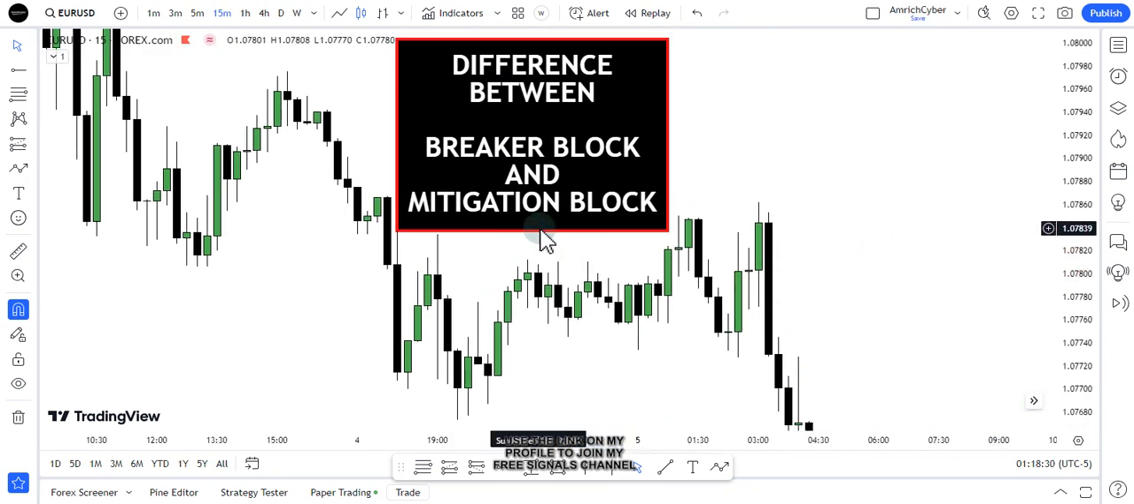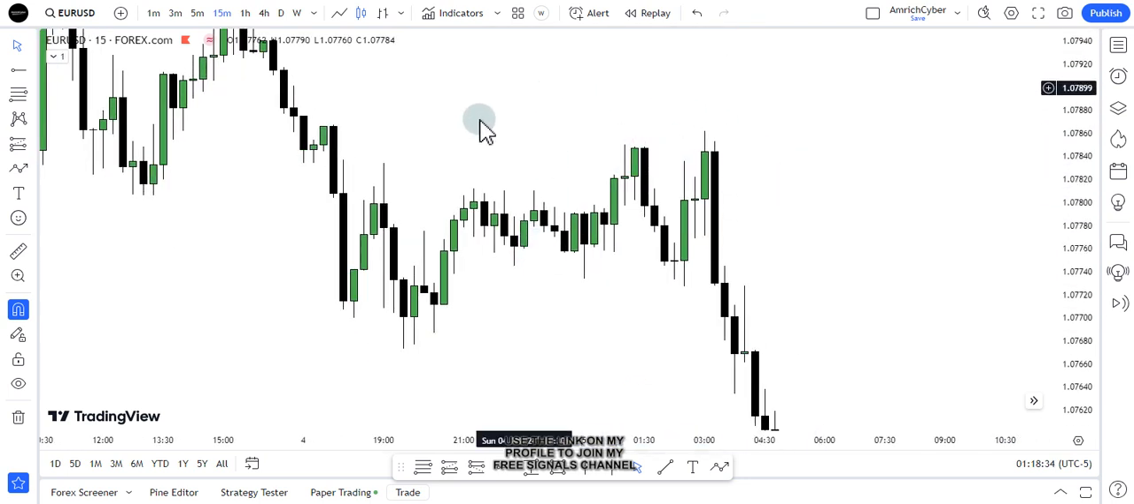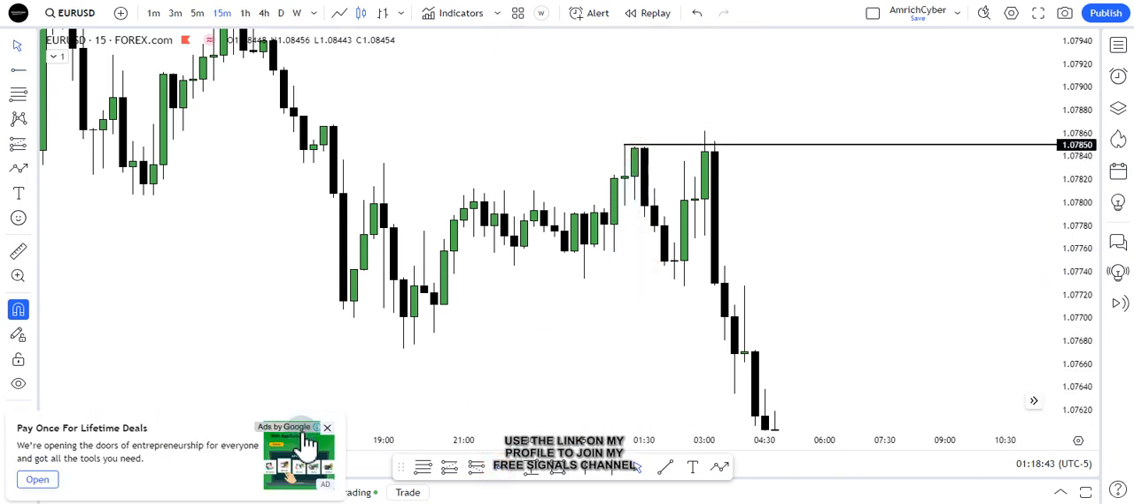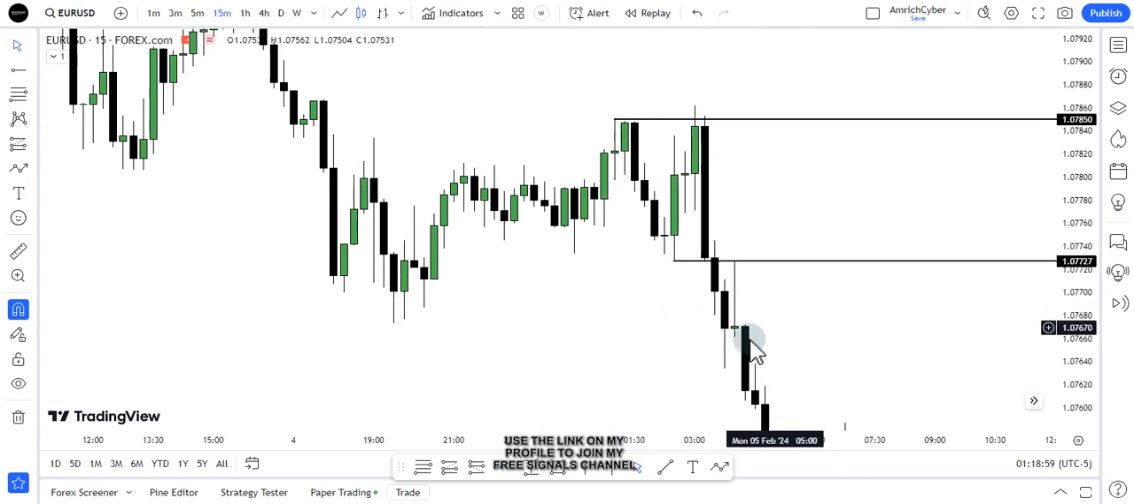So let me take this off. In this price action here, price created a high here and then created a low here. Price breaks or clears the buy stops above the previous high here and then breaks down the current created low. So the low here becomes the breaker block. So when price returns to this level, expect a sell movement.